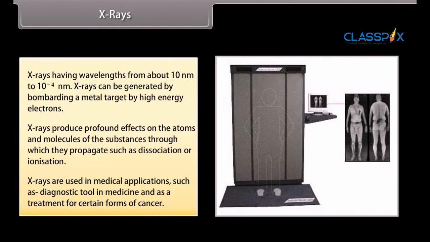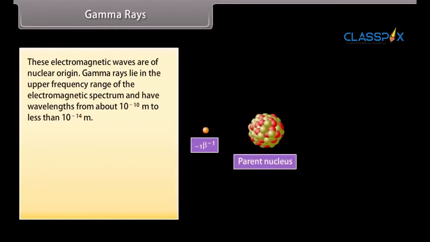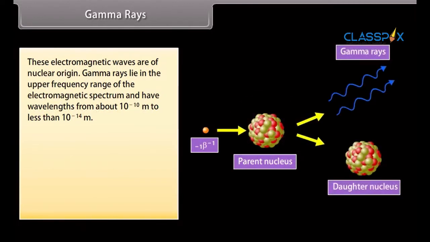X-rays are used in medical applications such as a diagnostic tool in medicine and as a treatment for certain forms of cancer. Gamma rays. These electromagnetic waves are of nuclear origin. Gamma rays lie in the upper frequency range of the electromagnetic spectrum and have wavelengths from about 10^-10 meter to less than 10^-14 meter.